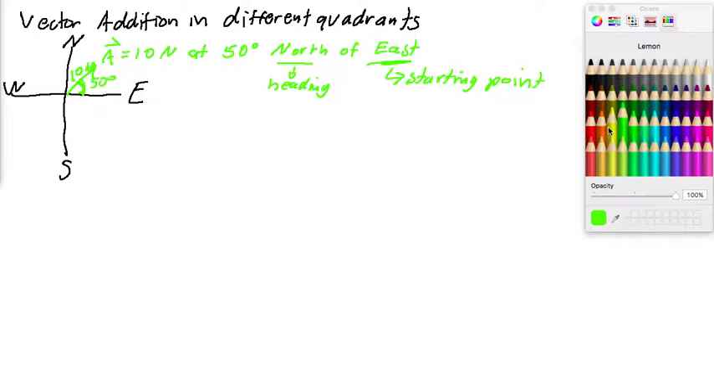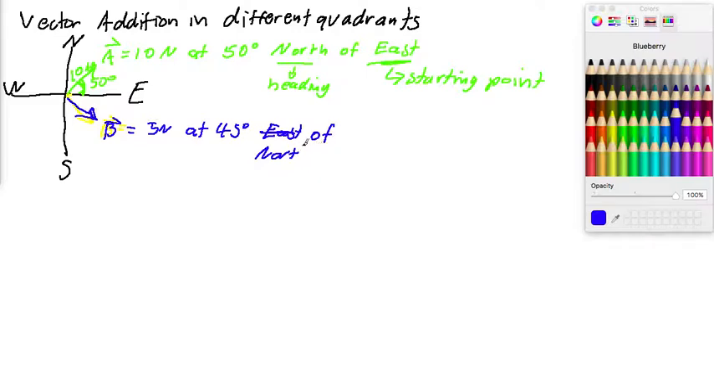And now let's say, let me choose a different color, lemon, vector B. I don't like that color. Let's go with blue. That's much better. So vector B is equal to 5 newtons at 45 degrees south of east. So again, you start at the east, you go to the south, I might say south, otherwise we would be doing the same quadrant like we did on the past one. So this angle right here will be 45 degrees.